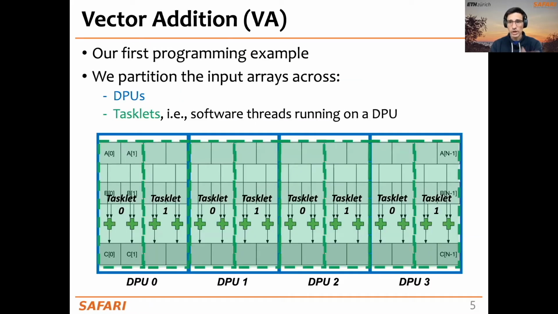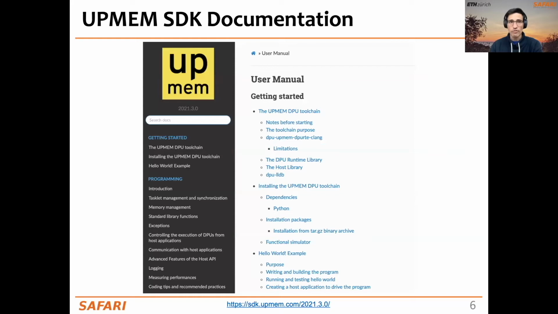Remember as well that we talked about some programming examples, and the first one that we covered was the vector addition. In vector addition, what we do is equally partition the input and the output arrays and distribute them over the available DPUs in the system. And inside each of the DPUs, we also distribute the workload among the available software threads or tasklets. Remember that a key reference for learning how to program a general-purpose PIM architecture such as the ADMEM-based PIM system is the user manual or programming guide that you can find in the ADMEM SDK documentation.